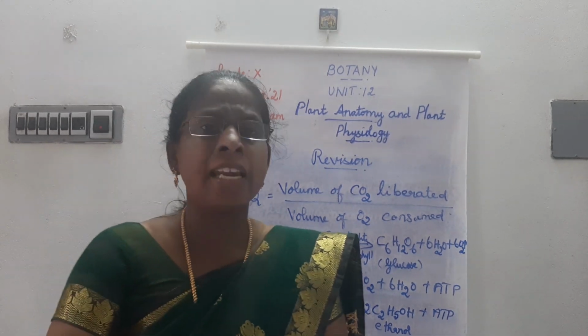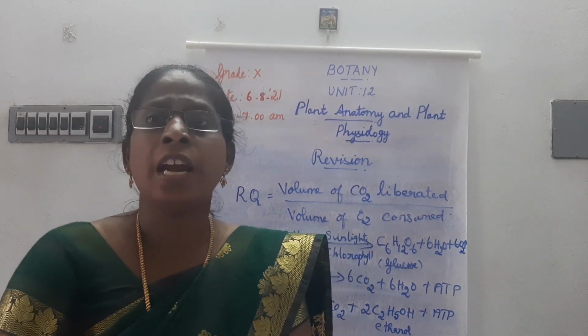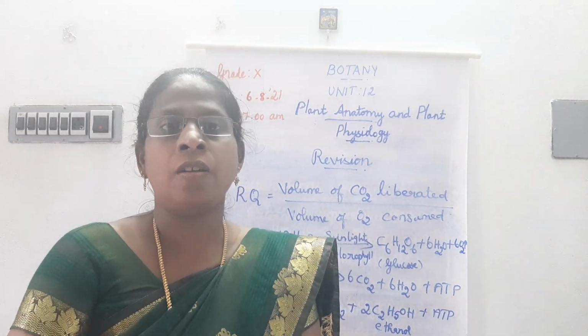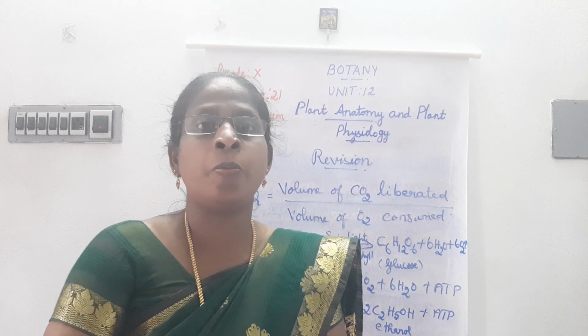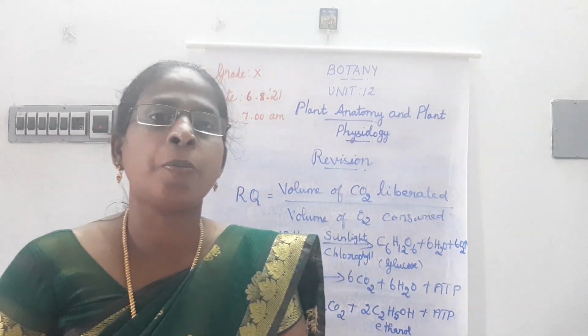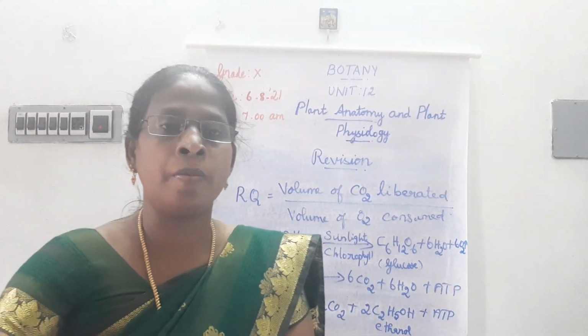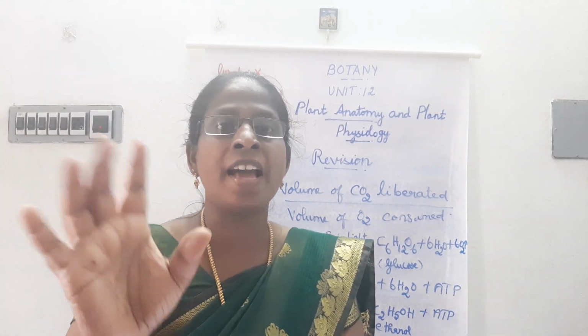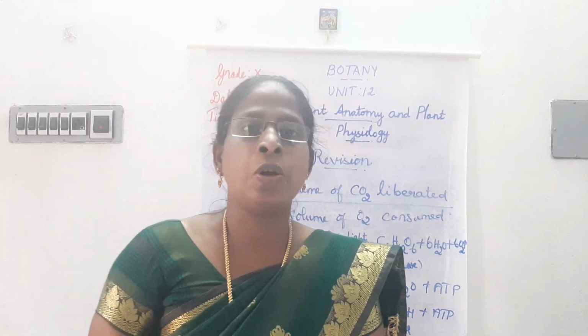The Casparian thickening is present in the endodermis. The thickening is called suberin. The waxy protective coat present in the epidermal region is called cuticle.